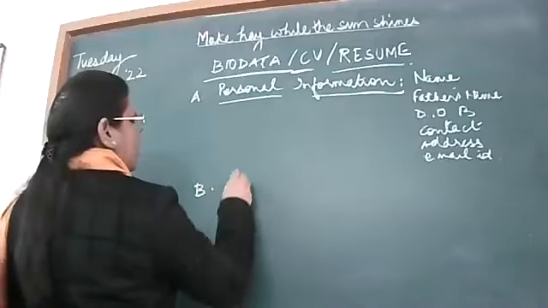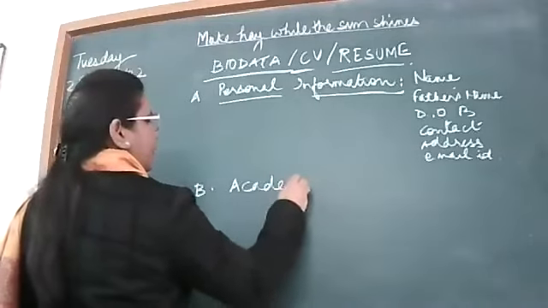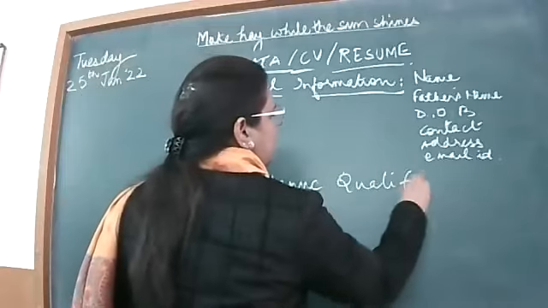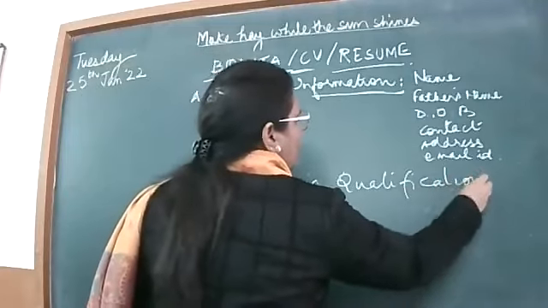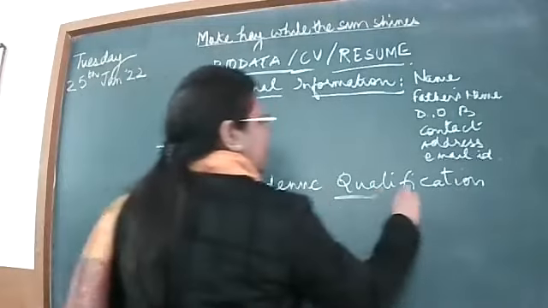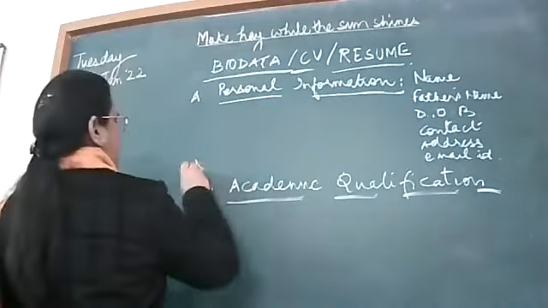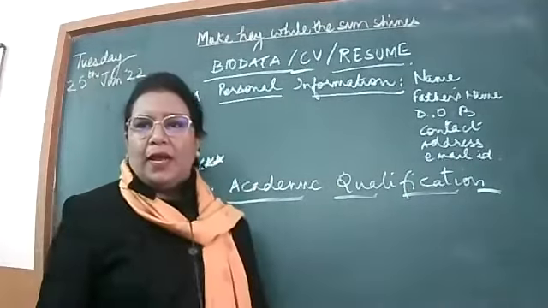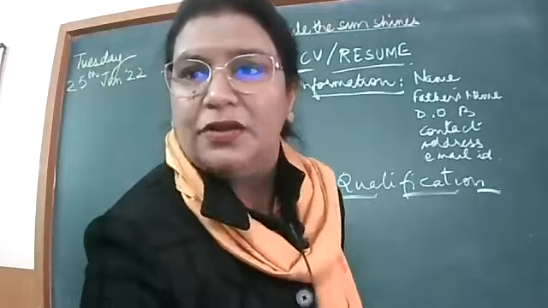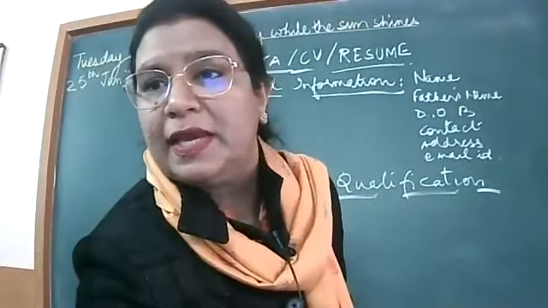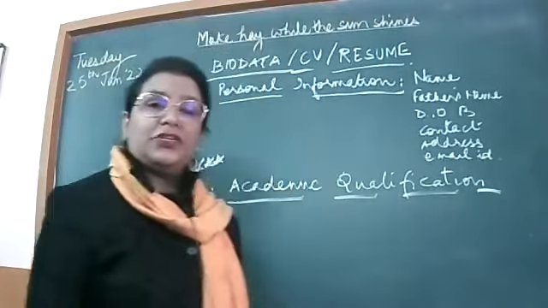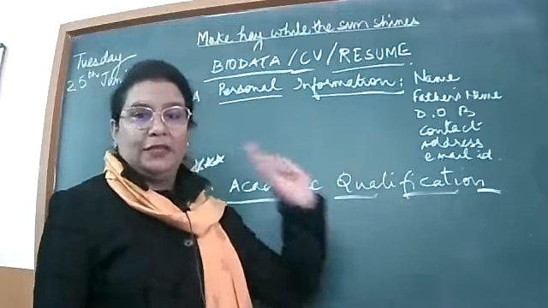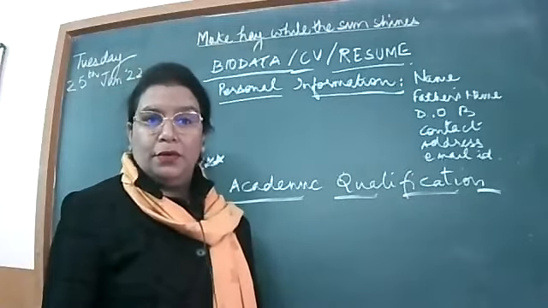Now, this is the personal information. Second comes your academic qualification. This is the most important part. Very, very important part. I'll put stars and stars and stars over here. Why? Because if we are not able to get our qualifications correct, our whole application is going to be wrong, right?